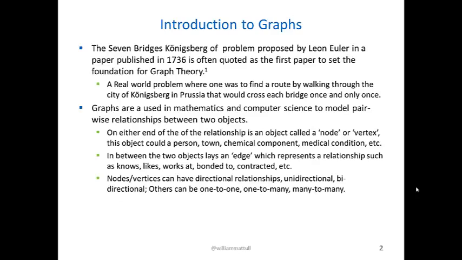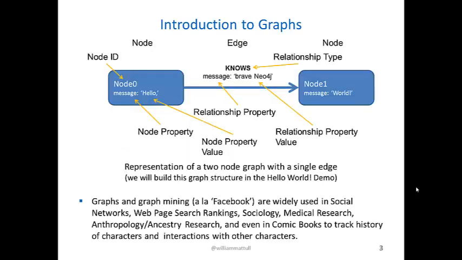So graphs are widely used in mathematics and computer science, where you have an object that is referred to as a node or vertex that is connected to another node or vertex by some relationship, and this relationship is referred to as an edge. And the relationships can have many directions, where they can be one-to-many, one-to-one, they can be unidirectional or bidirectional. Here we have an example of a two-node graph connected by a unidirectional relationship.